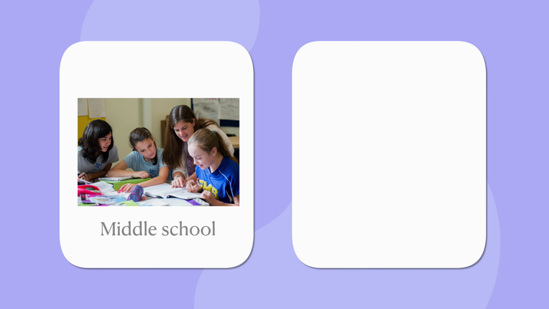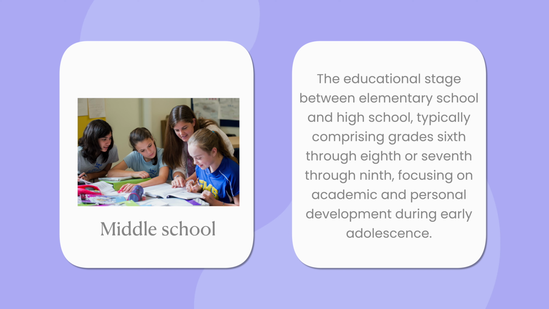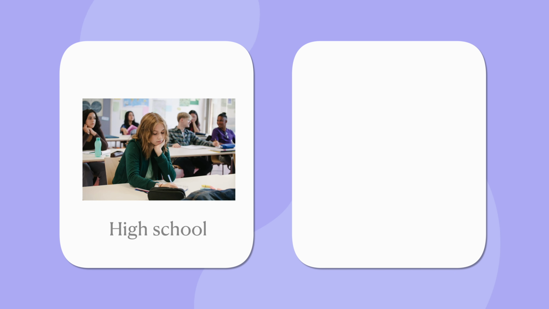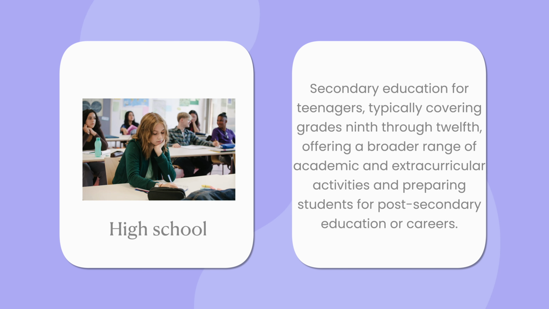Middle school. The educational stage between elementary school and high school, typically comprising grades 6th through 8th or 7th through 9th, focusing on academic and personal development during early adolescence. High school. Secondary education for teenagers, typically covering grades 9th through 12th, offering a broader range of academic and extracurricular activities and preparing students for post-secondary education or careers.